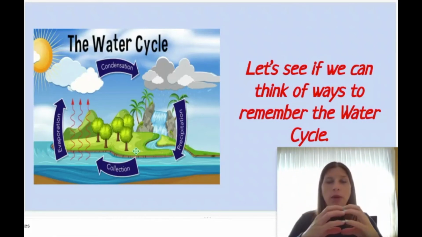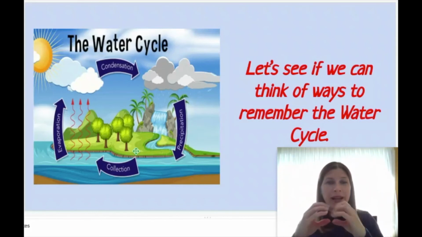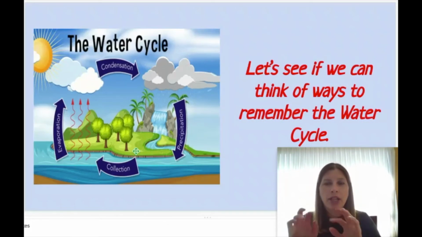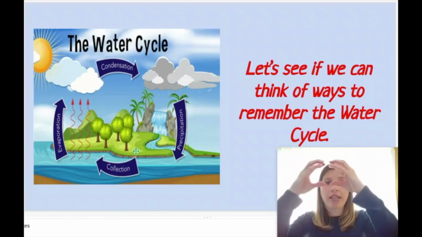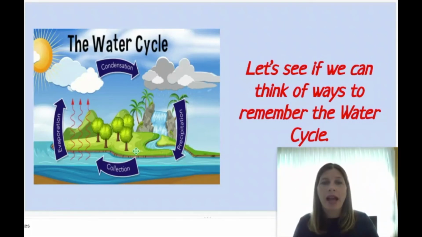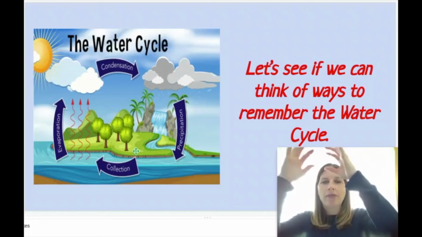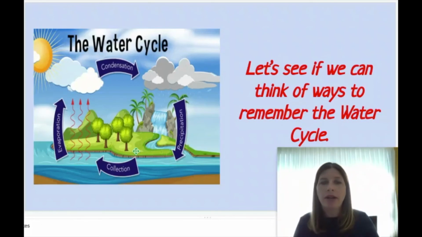Okay, let's do collection one more time. And look, my hands are even making C's back to back. Okay, let's see if we can put that all together. Ready? Let's go. Evaporation, condensation, our clouds, precipitation, and collection. One more time. Evaporation, condensation, making our clouds, precipitation, falling down, collection at the bottom.